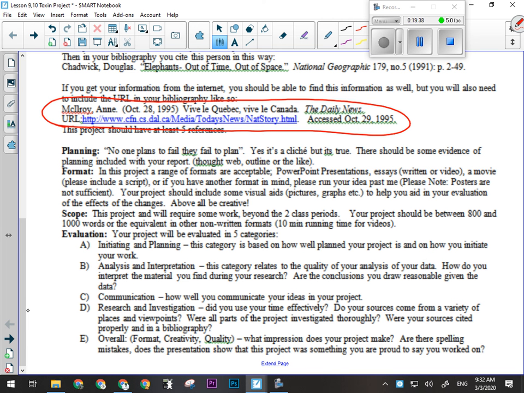That's the danger in Google Slides, is it gets really choppy: this and then this and then this, and all these bulleted lists, and there's not really any connection between anything. Make sure you're connecting your ideas. That's a big part of the communication mark. Research and investigation, so that's your references cited. Remember, you're looking at a minimum of 5 references, all properly cited in this format. And then overall, that's your format, your creativity, your quality.